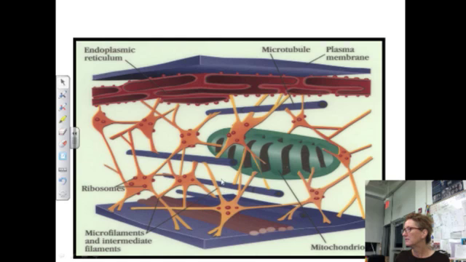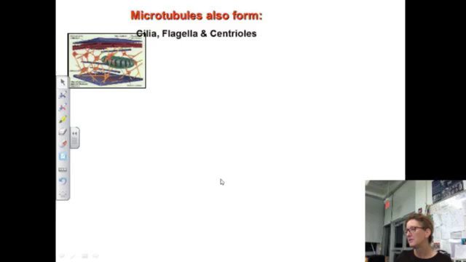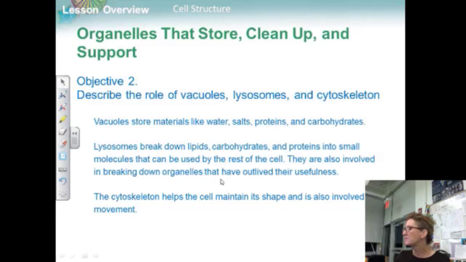So objective 2 is to describe the role of vacuoles, lysosomes, and cytoskeletons. Vacuoles store materials like water, salts, proteins, and carbohydrates. Lysosomes are there to break down lipids, carbohydrates, and proteins into small molecules that can be used by the rest of the cell, and they're also useful in breaking down the other organelles that are not useful anymore. And the cytoskeleton helps the cell maintain its shape and is also involved in movement, and the cytoskeleton is composed of microtubules and microfilaments.